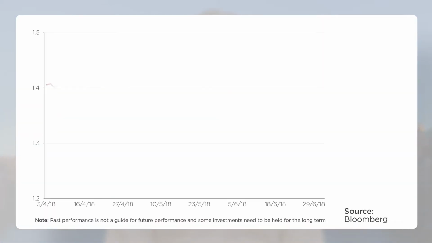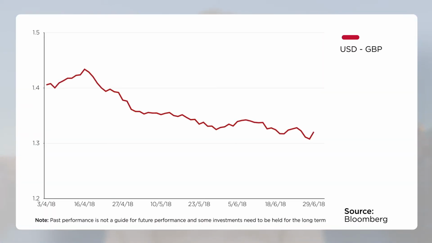Secondly, as people worry about a trade war and the effect this might have on global trade, investors often shift money into the US dollar, which is seen as a safe haven in turbulent times. In general, a move up in the dollar is good for a UK investor, as the value of any investments made in dollars are worth more when converted back to pounds.